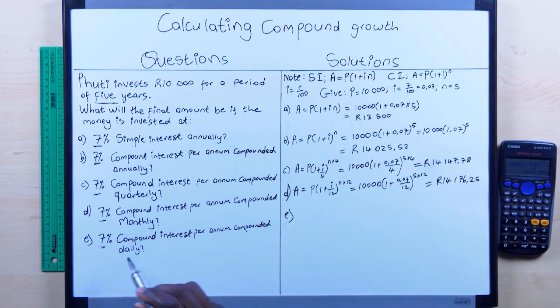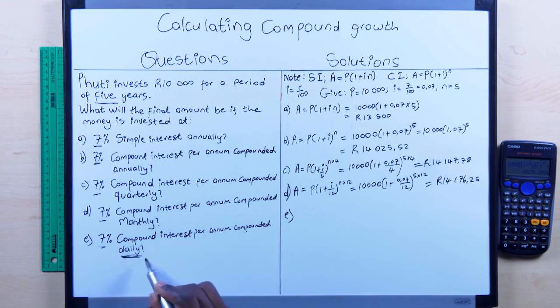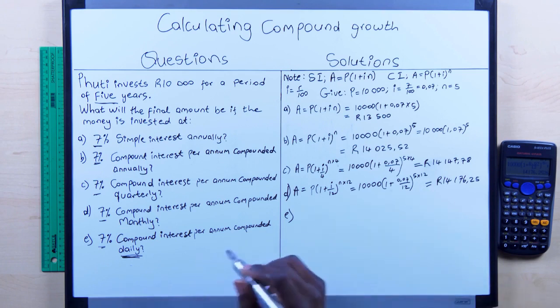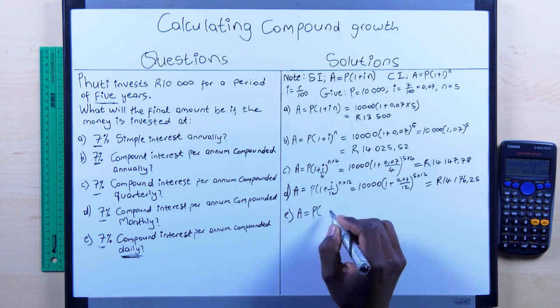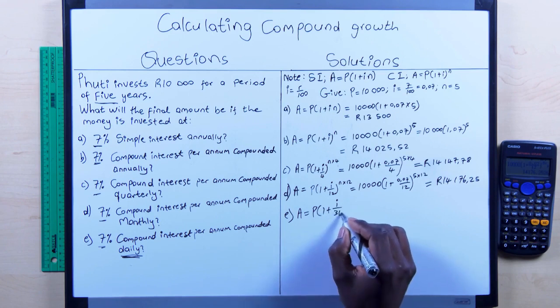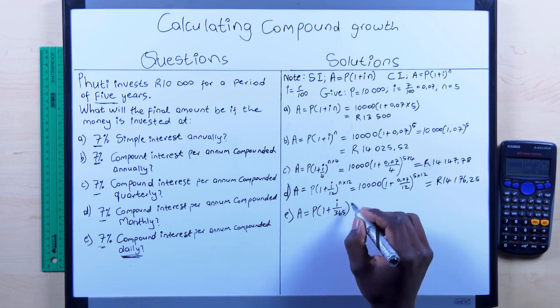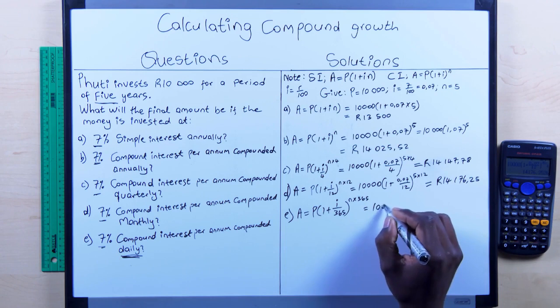Number E, compound interest per annum, compounded daily. Daily. Now, how many days are in 1 year? We always use the traditional one saying there are 365 days. So the standard one you must use here is 365. This interest must be divided by 365. Open bracket, close bracket, n times 365. Nothing else changes.